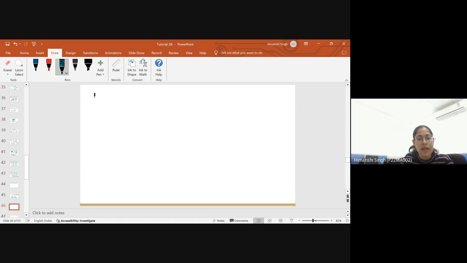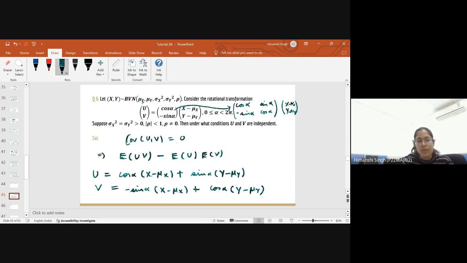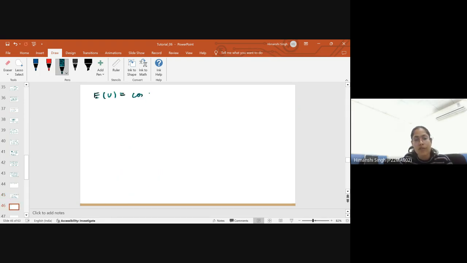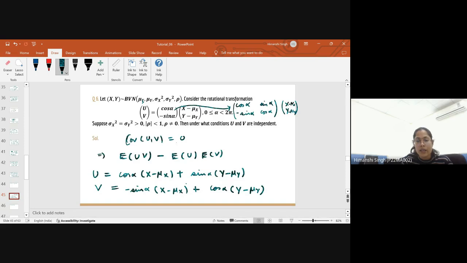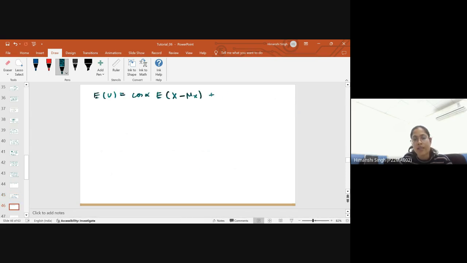So the expected value of u is equal to what we have, this x minus mu x into cos alpha. So cos alpha is independent of x, so we can take it outside the expectation, and we'll take the expectation over x minus mu x. So it will be cos alpha times the expected value of x minus mu x, then plus sin alpha times the expected value of y minus mu y.